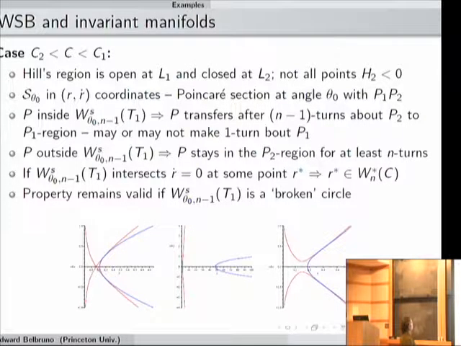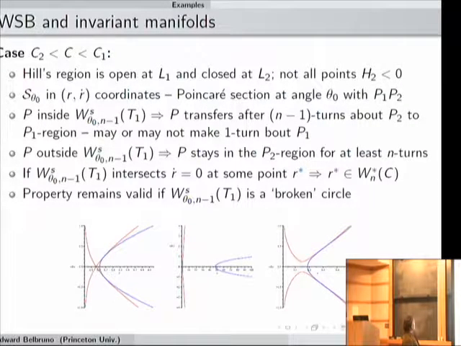P inside the n minus first cut of the stable manifold means that P transfers after n minus 1 turns about P2 to the P1 region. If you're inside this cut, you do n minus 1 turns about P2, and then you go into the P1 region. If you're outside of the stable manifold cut n minus 1 about T1, then P stays in the P2 region for at least n turns. These are your stable points.